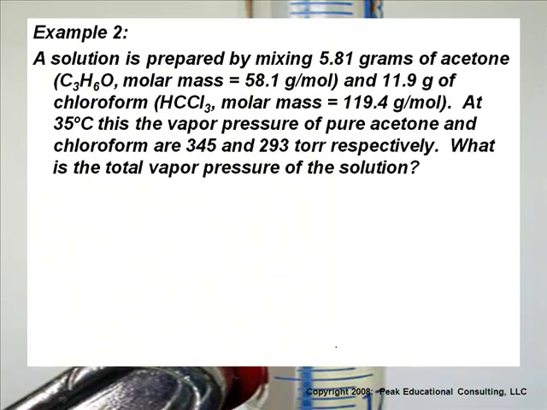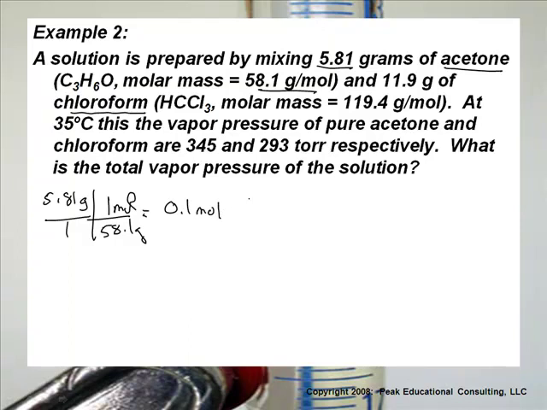It gets a little bit more complex if we have two chemicals that both have vapor pressure. So we have acetone and we have chloroform mixed together. We have 5.81 grams of acetone, and actually, the math is very easy on this. I'm going to convert to moles, there's 58.1 grams in one mole. This would be 0.1 moles, right? Now this is of the acetone. So let's do the other one. We have the chloroform. We have 11.9 grams over 1, and there's 119.4 grams in 1 mole. Also this would be a 0.1 mole solution.